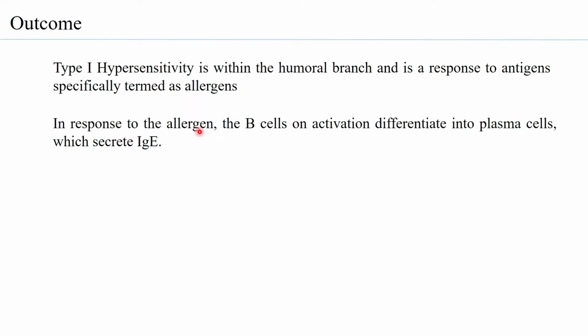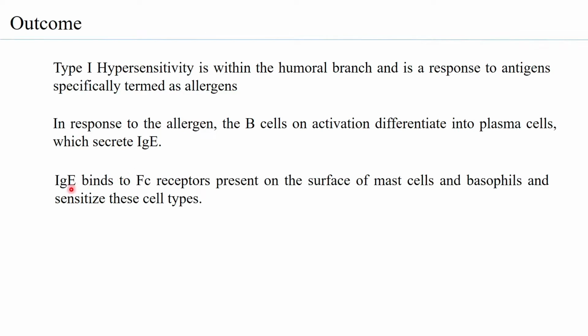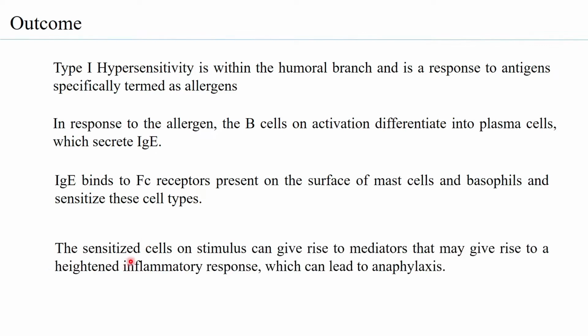In response to an allergen, the B cells can get activated and differentiate into plasma cells, which begin secreting IgE. This IgE can bind to the Fc receptors present on the surface of mast cells and basophils. These are granulocytes, and on binding of IgE, the mast cells and basophils become sensitized. The sensitized cells, on another stimulus, can release mediators that give rise to a heightened inflammatory response, which in turn can also lead to anaphylaxis.